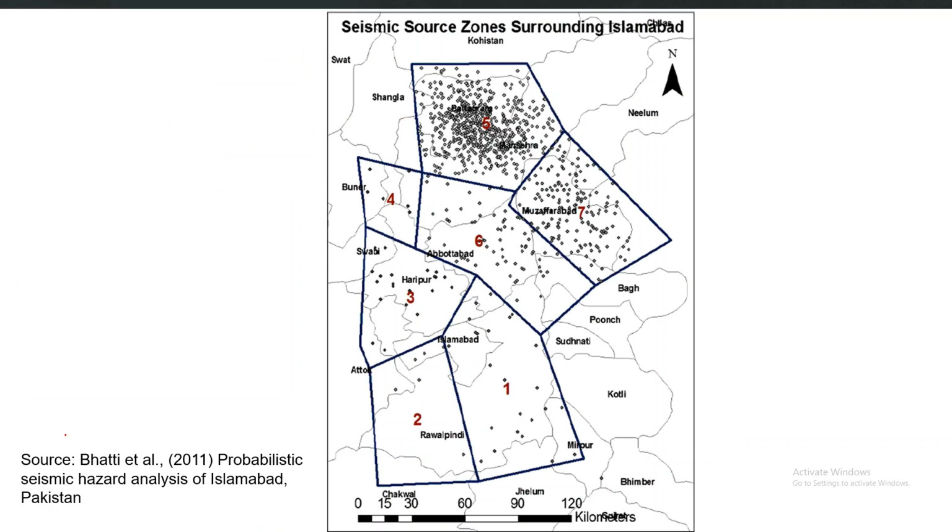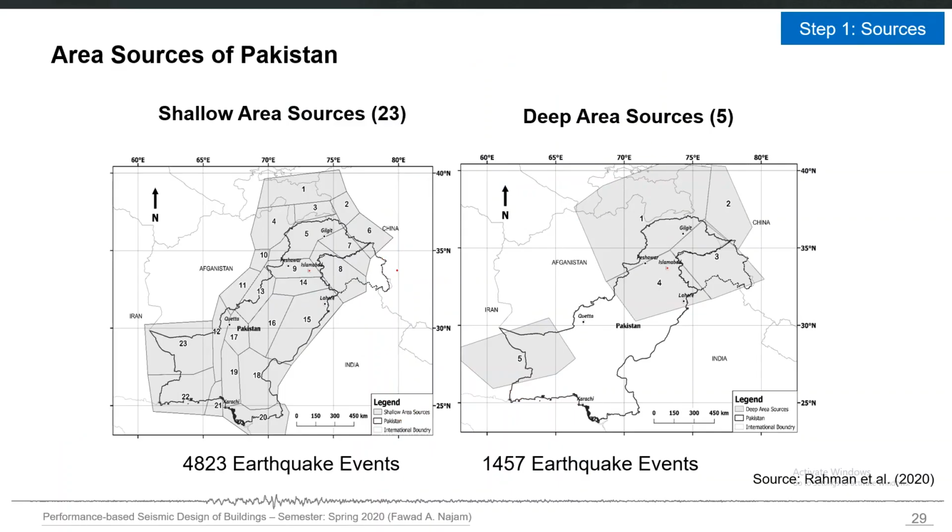This is from another example, this source. This study conducted the probabilistic seismic hazard assessment of Islamabad, which is the capital of Pakistan. Here, based on the seismic concentration of past earthquakes, as indicated by historical records and instrumental records, this delineation of seismic sources for the city was performed. This number here is showing the source zone number which is considered in this study.